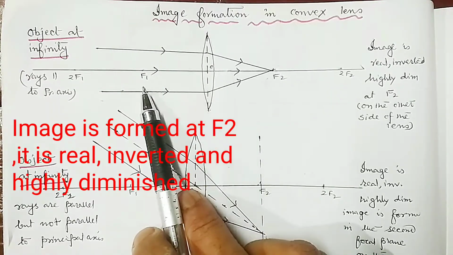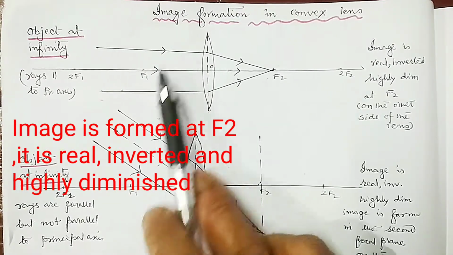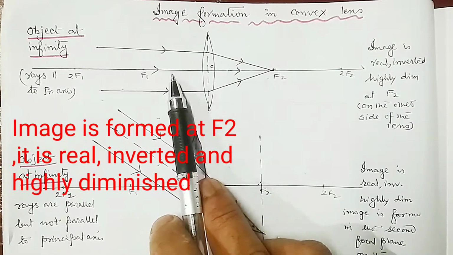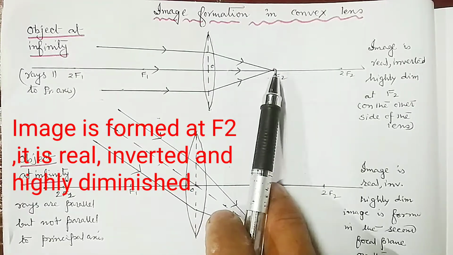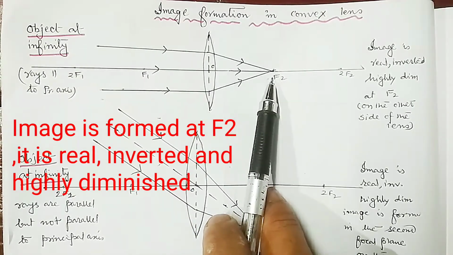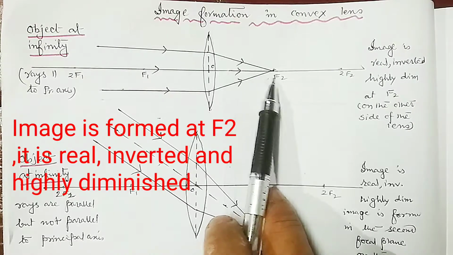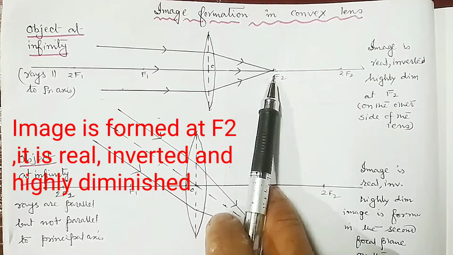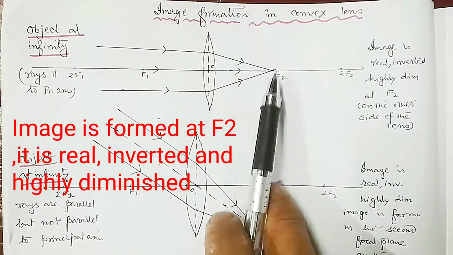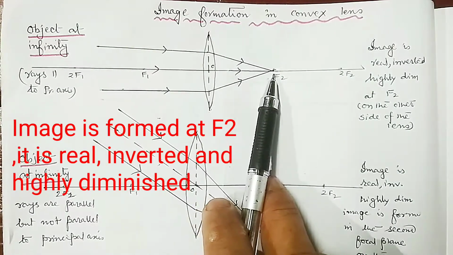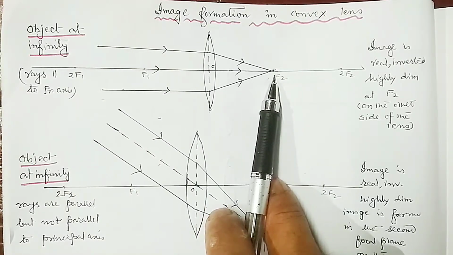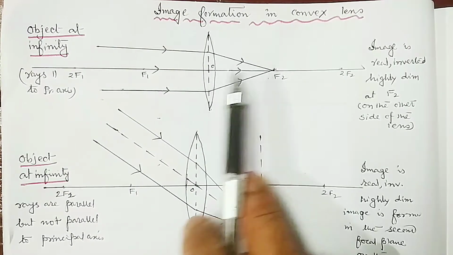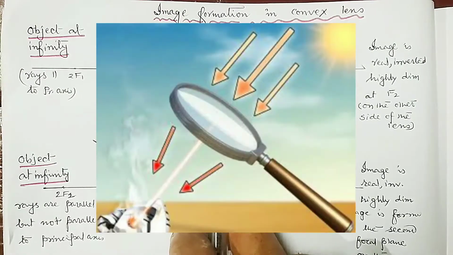So when the object is at infinity and the rays coming from it are parallel to the principal axis, after refraction through the lens, these rays are going to meet at the second principal focus, so the image will be formed at the second principal focus. As the rays are really meeting, the image is real. Real images are always inverted, and as you can see, the image is highly diminished and is formed at f2, the second principal focus on the other side of the lens. And because of this property, a convex lens can be used as a burning glass.